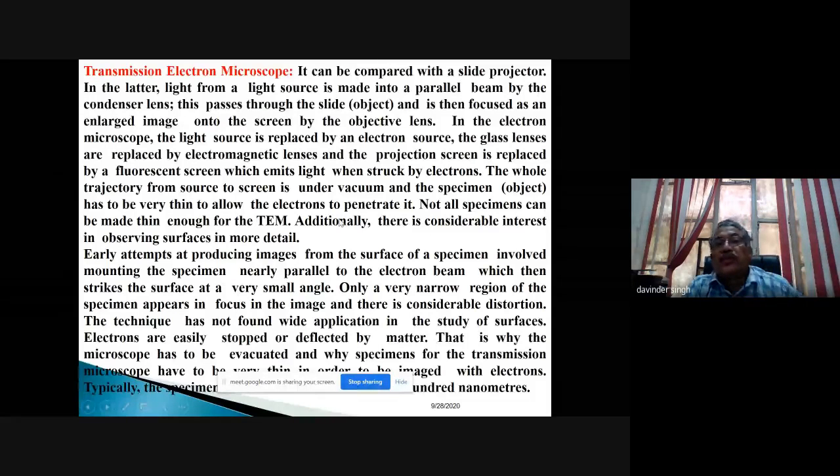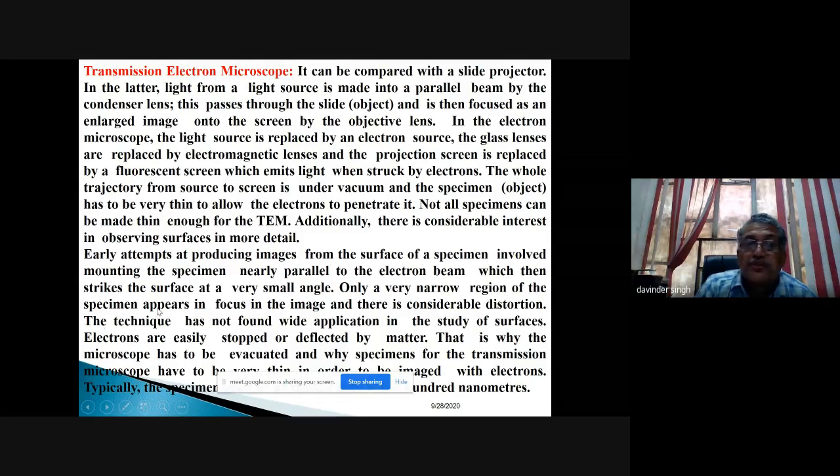Generally, for the TEM we have to prepare the samples. I will explain it later on. Not all specimens can be made thin enough for the TEM. Additionally, there is considerable interest in observing surfaces in more detail. Early attempts at producing images from the surface of a specimen involved mounting the specimen nearly parallel to the electron beam, which then strikes the surface at a very small angle. Only a very narrow region of the specimen appears in focus in the image, and there is considerable distortion. So the technique has not found wide application in the study of surfaces.